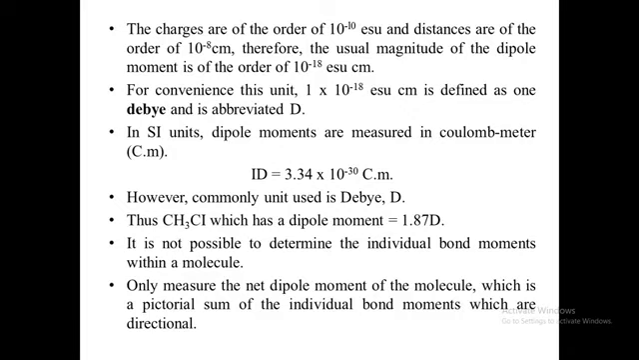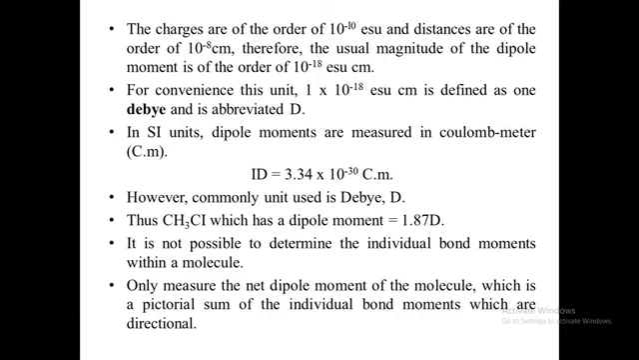So for the conversion of this small unit, the alternative unit debye was used. Debye is abbreviated as D, and 1 debye is equal to 10 raised to power minus 18 ESU centimeter. Commonly the unit used is debye. The dipole moment for the molecule methyl chloride is 1.87 debye.